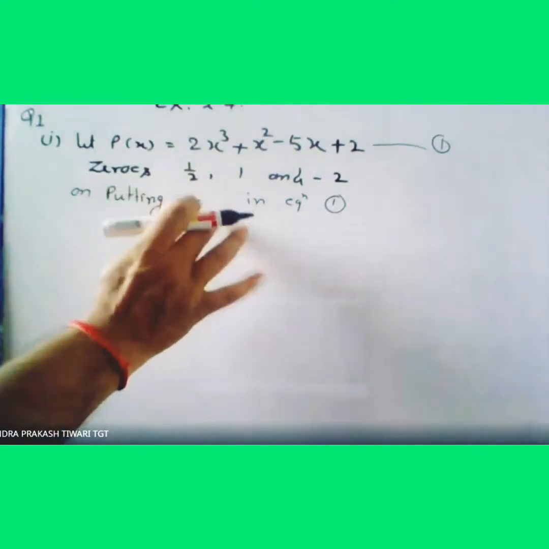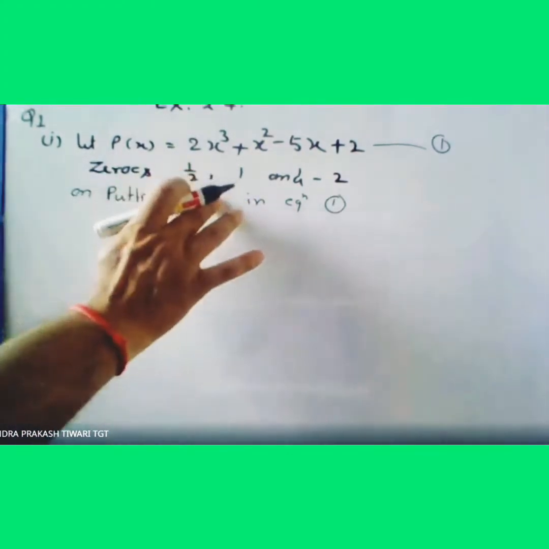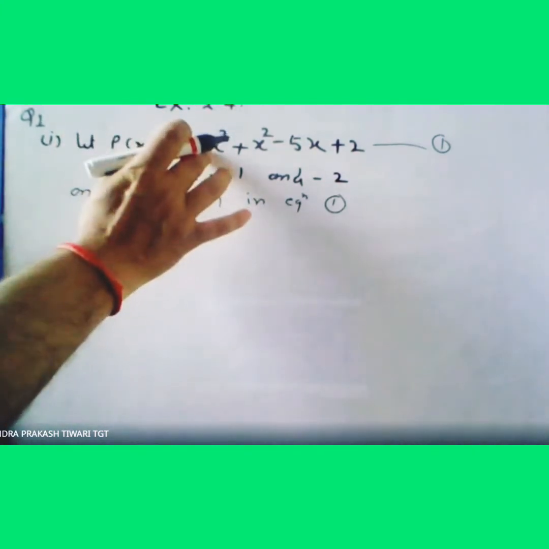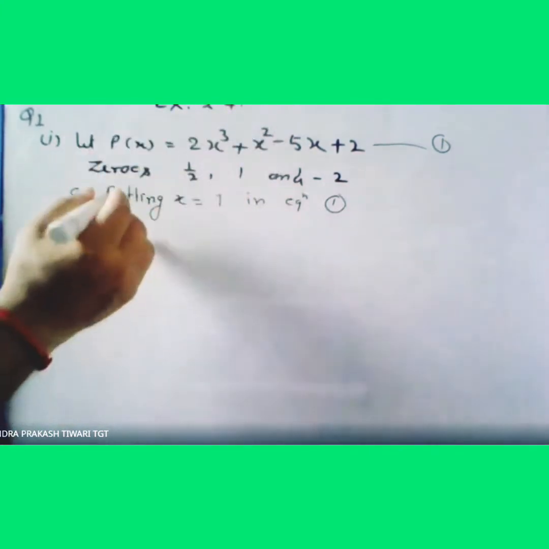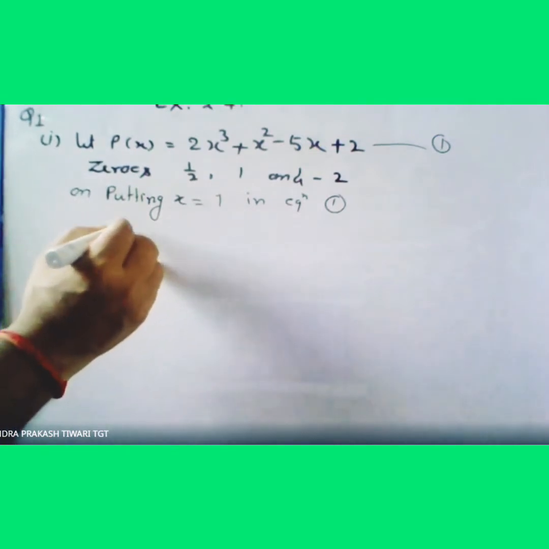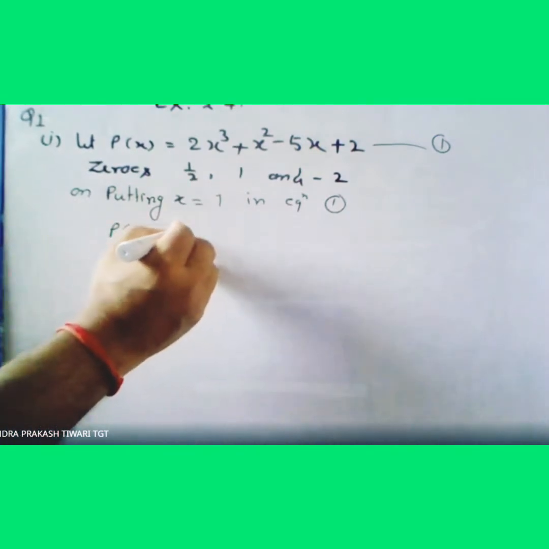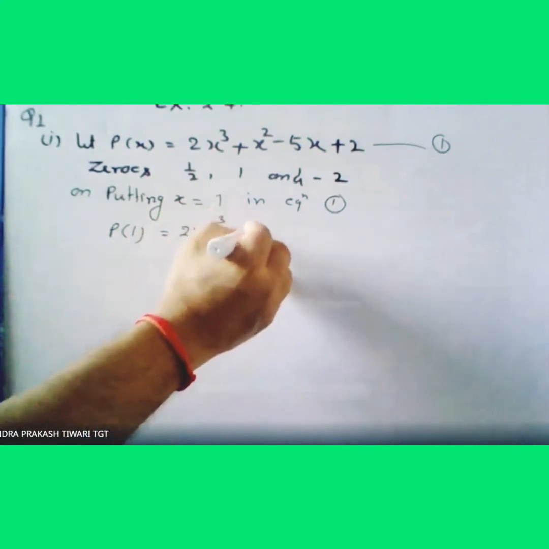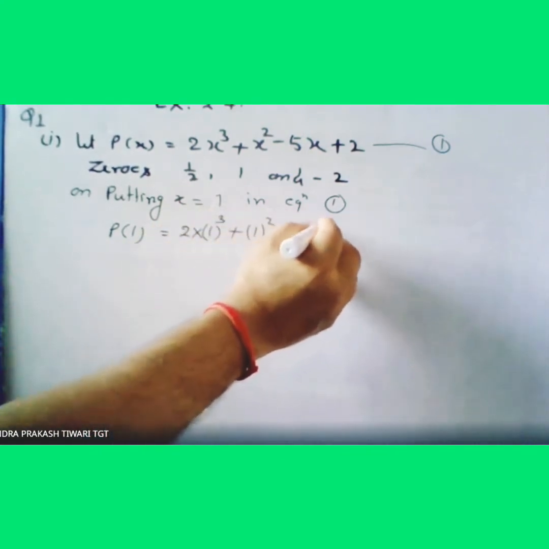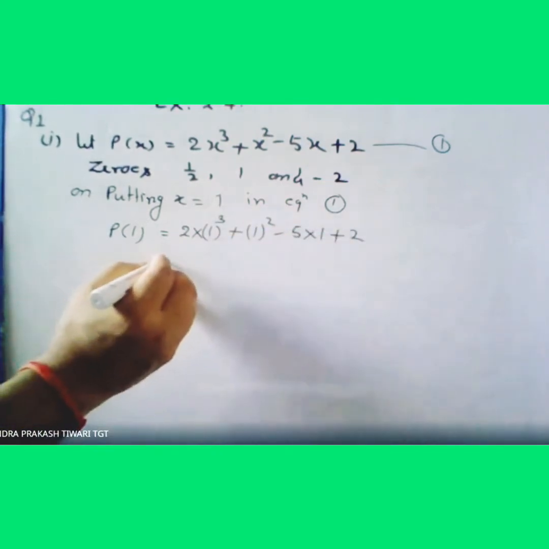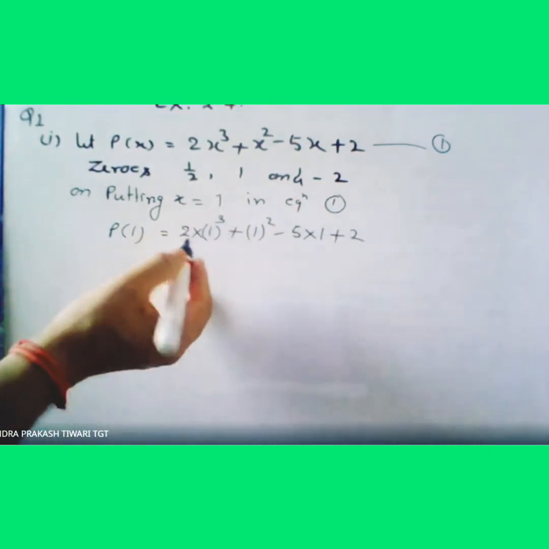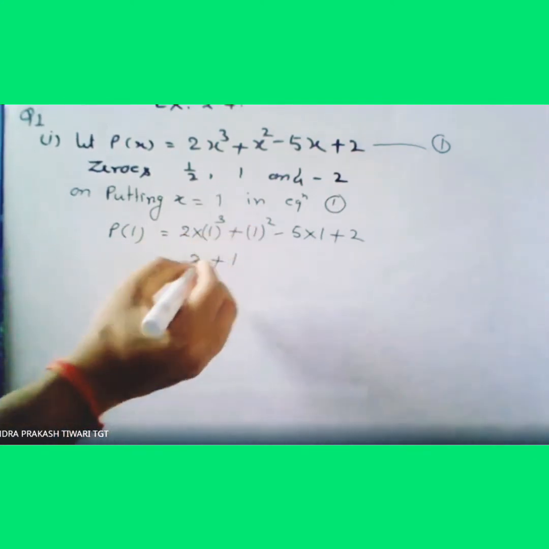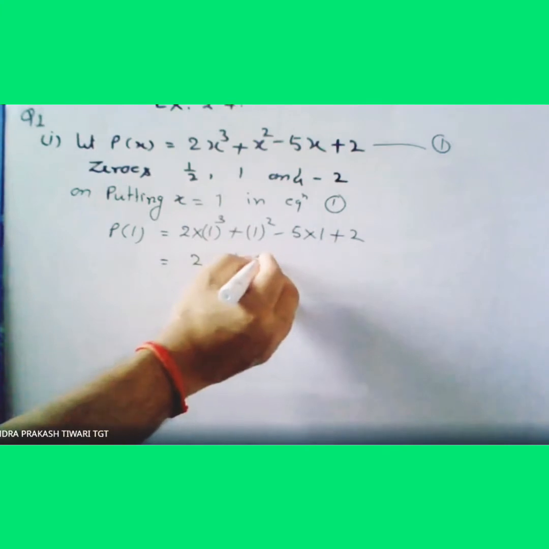x equal to 1 in the equation number 1. So what you will get means you replace this time x by 1, means जहां पे भी x लिखा है वहां पे हम 1 लिखेंगे. So 2 into 1 cube plus 1 square minus 5 into 1 plus 2. Simplify it. 1 cube means this is 1. 2 into 1 means 2. And 1 square means 1. And 5 ones are 5 means 5.